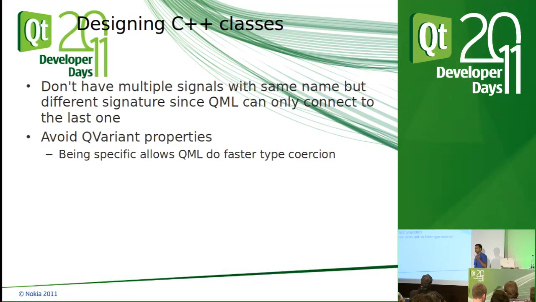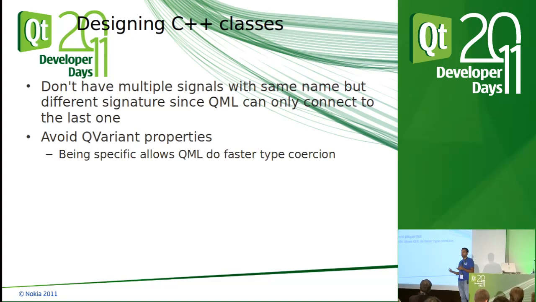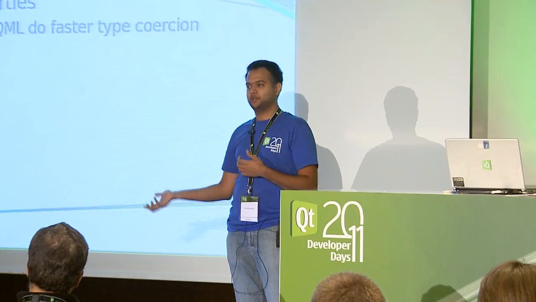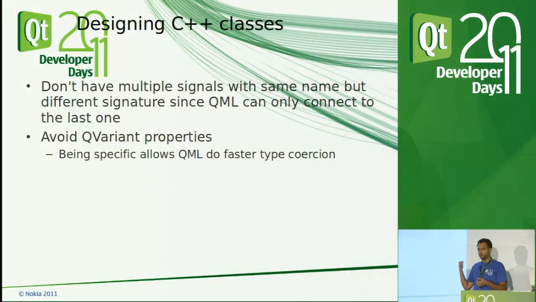One limitation you need to know is that if you have multiple signals in your C++ which have the same name but different parameters, QML can connect only to the last one. This is just a limitation, so just go ahead and rename your signal to be something else. You should also try to avoid QVariant property types. Be as specific as possible. If you know that some property is a color, use QColor. If you know something is a rectangle, use QRect. The basic problem when trying to use a QVariant property is that QML tries to do all sorts of magic to convert strings into a QVariant type. And that code path is really slow.